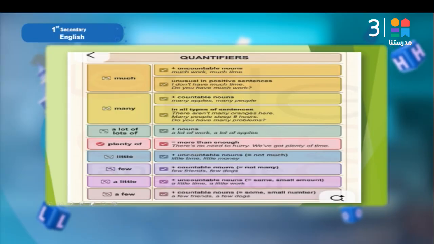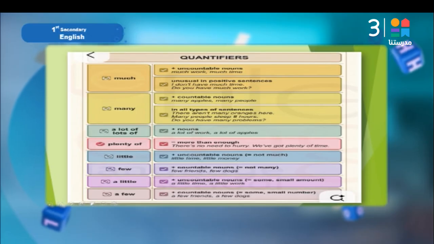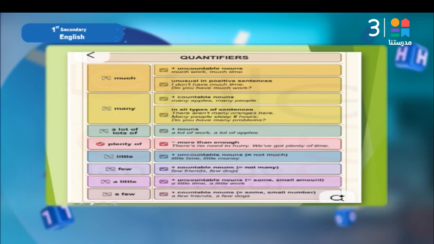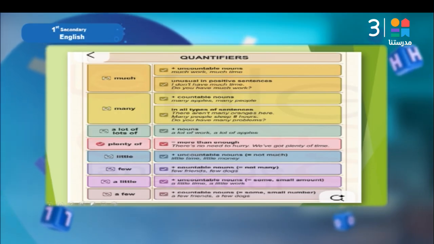A lot of and lots of, both of them come with what? With the countable and the uncountable nouns. I can say ممكن أقول a lot of work وممكن أقول a lot of apples. What about plenty of? What does it mean? More than enough. Plenty of معناها more than enough. There is no need to hurry. We have got plenty of time.